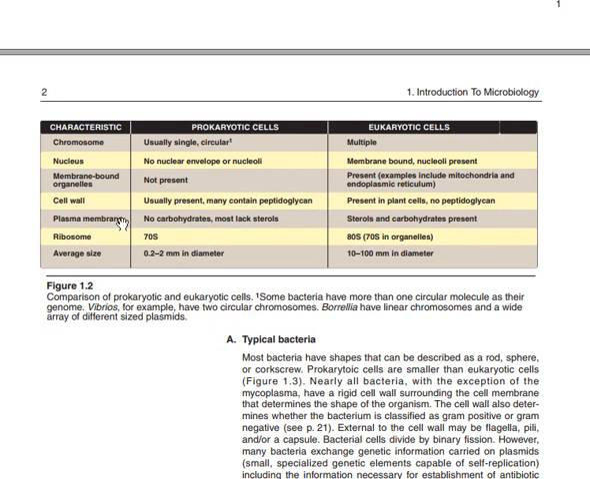Now the next one, we have plasma membranes. The plasma membrane of the prokaryotic cell is made up of no carbohydrates and most lack sterols like cholesterol. While here there is the presence of carbohydrates and sterols. The cholesterol is helping in the flexibility of the membrane, and the carbohydrate is helping as a receptor on the membrane.